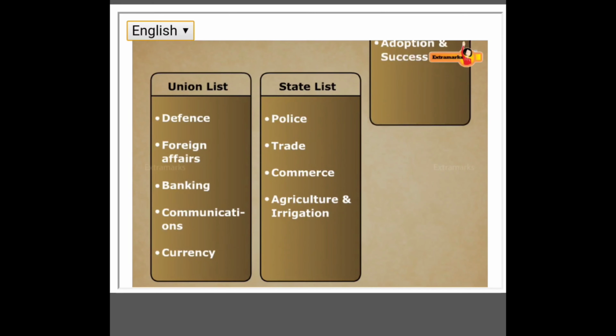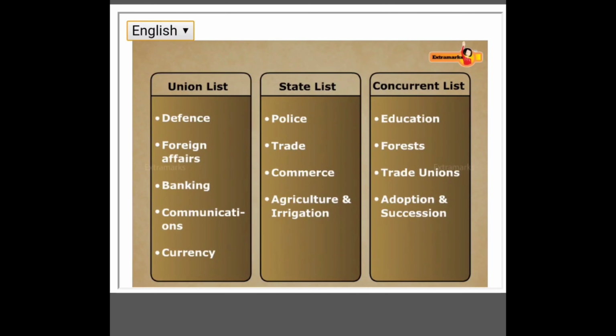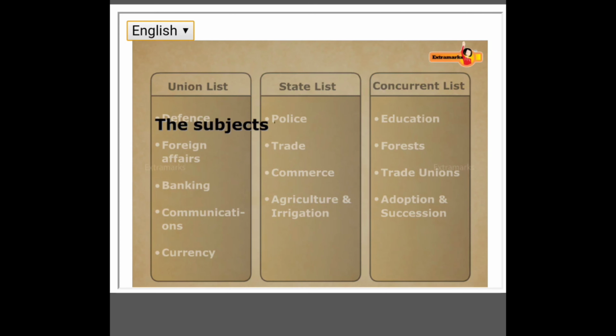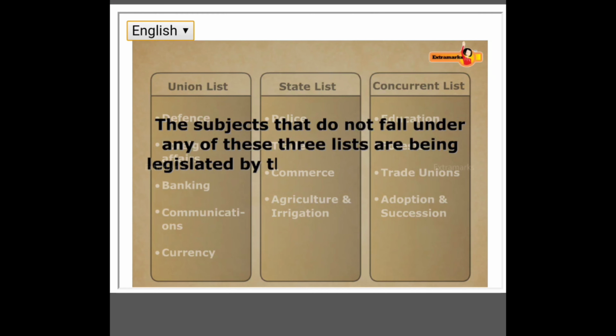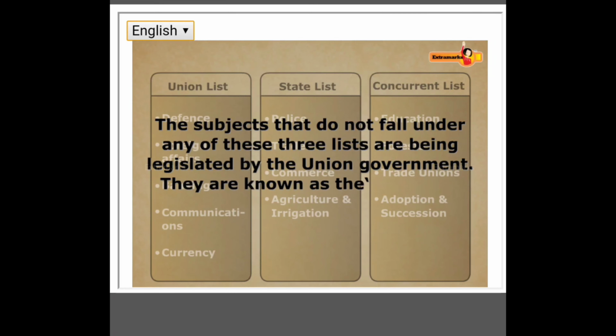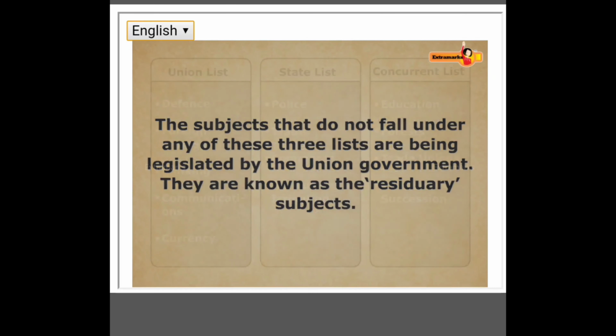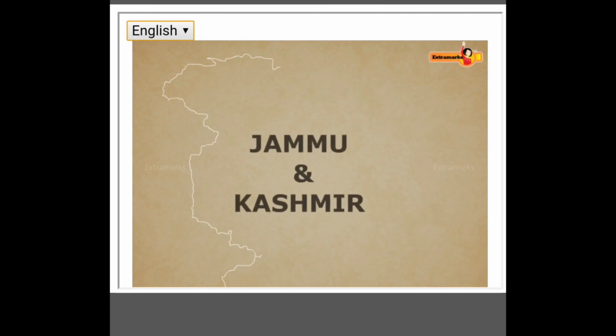The 7th schedule to the Constitution specifies the legislative domains of the central and state governments in terms of union, state, and concurrent lists. The subjects that do not fall under any of these 3 lists are being legislated by the union government. They are known as the residuary subjects. The Indian Federation, being the holding together federation, gives special status to the state of J&K.